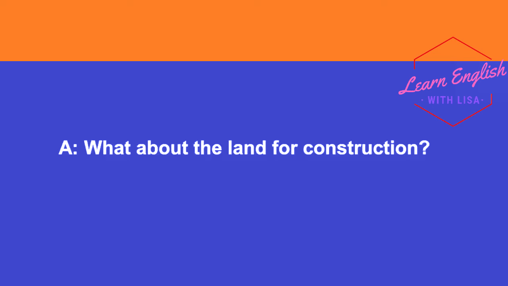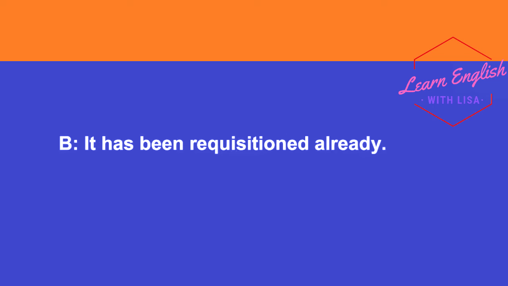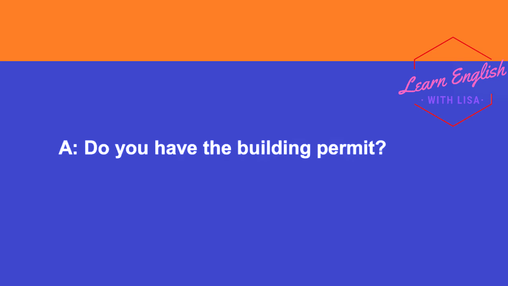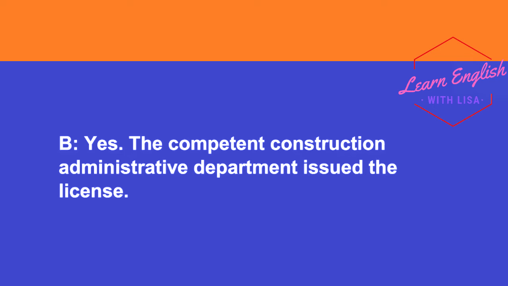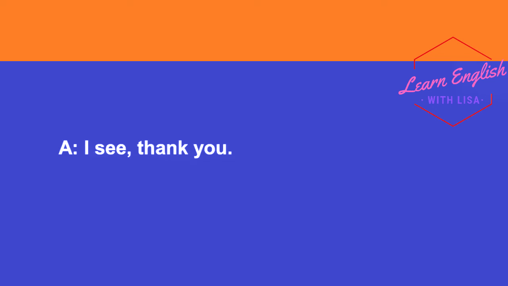What about the land for construction? It has been requisitioned already. Do you have the building permit? Yes, the competent construction administrative department issued the license. I see. Thank you.